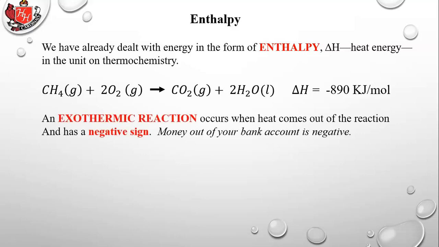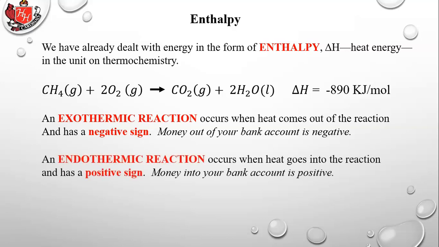So an exothermic reaction occurs when heat comes out of a reaction and it has a negative sign. So again, the analogy was, think of it as money out of your bank account. An endothermic reaction occurs when heat goes into the reaction and it has a positive sign. So that's money going into your bank account. So the only kind of energy we've ever talked about in this class is the heat energy going into and out of a chemical reaction, and we call that enthalpy.